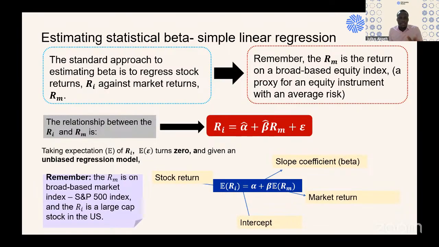So when we are estimating, we want to start the argument by first estimating a statistical beta. Once we estimate the statistical beta, we are going to transition from there to estimating the fundamental beta, or an appropriate beta that we will be using in our equity risk model.